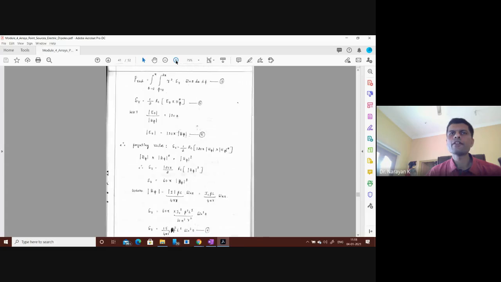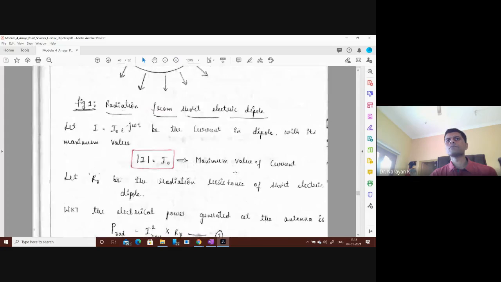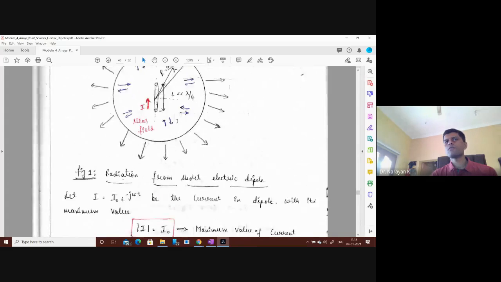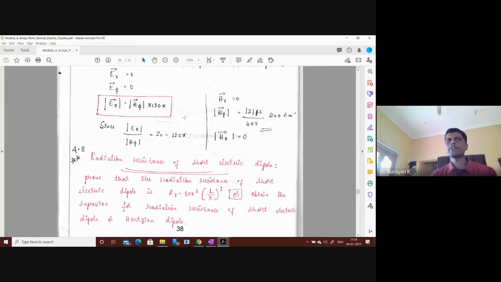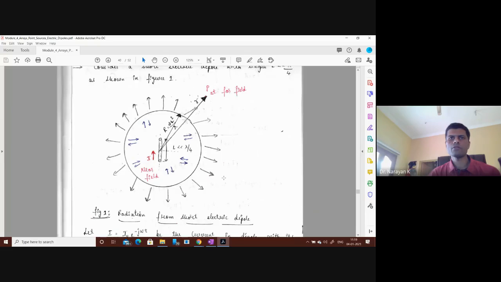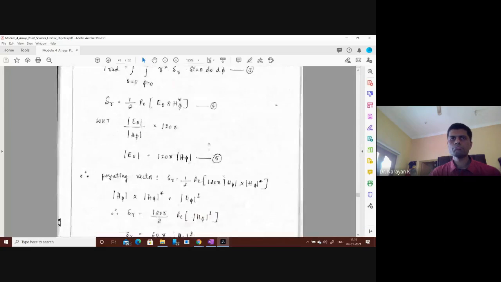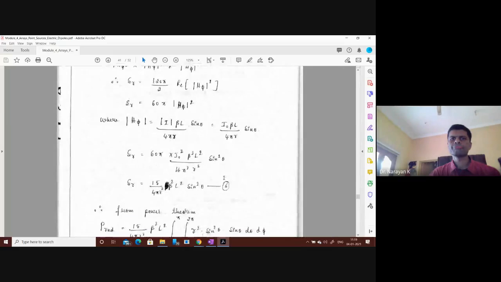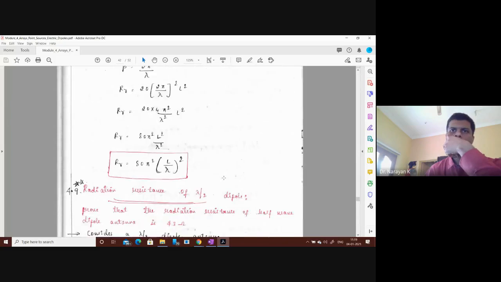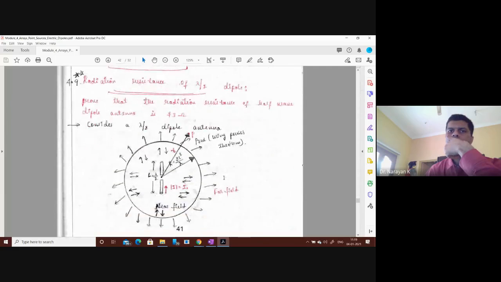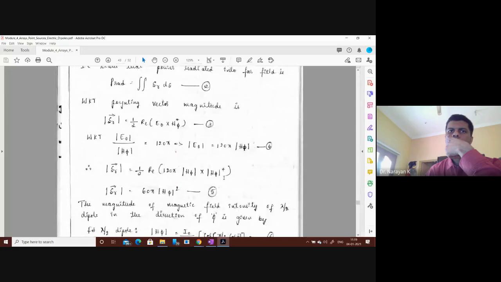See, this is what I have done today. Radiation resistance of a short electric dipole. Page 39 of your notes. See, all this I have done. This is what I have put. Then radiation resistance of lambda by 2 dipole. This is what I have done here.